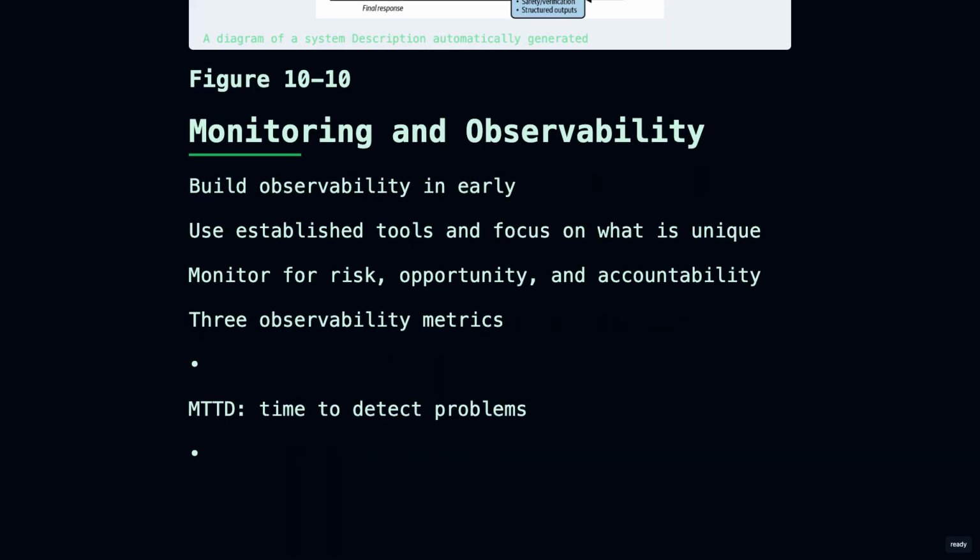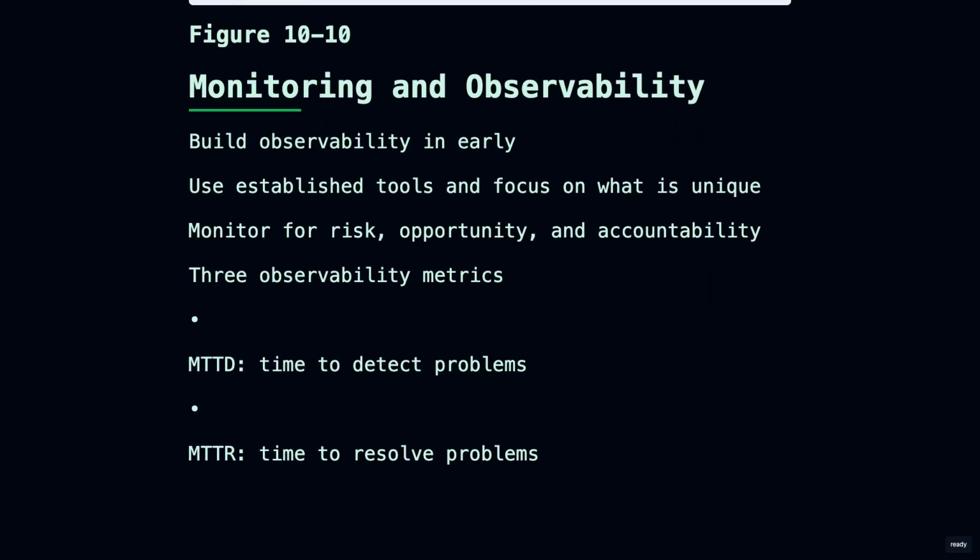Once a problem is detected, the next question is how fast you can act on it. MTTR means mean time to response or recovery in practice. It measures the time from detection to resolution, which is a direct sign of how effective your incident handling is.